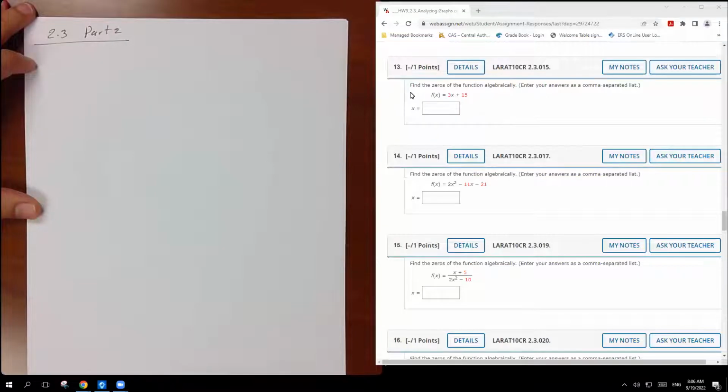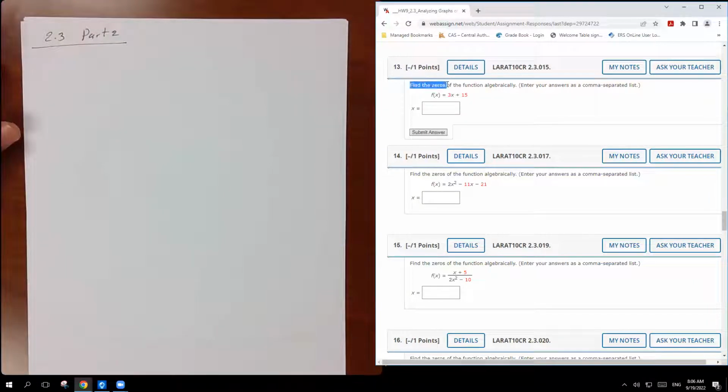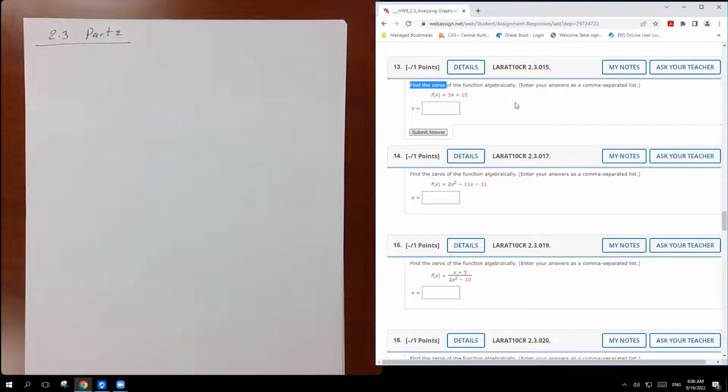Now, example 13, they ask you to find the zeros. From now on, they're always going to ask you to find the zeros. Find the zeros, that means we need to find the x-intercept. That means I'm going to let y equal 0. So every time from this point, if they ask you to find the zeros, they're asking you to find the x-intercept, where the graph intersects the x-axis.